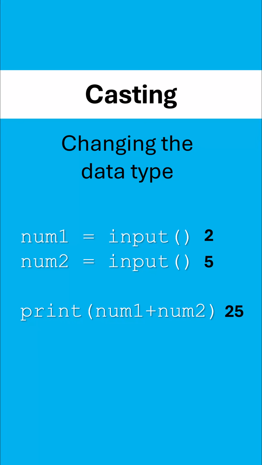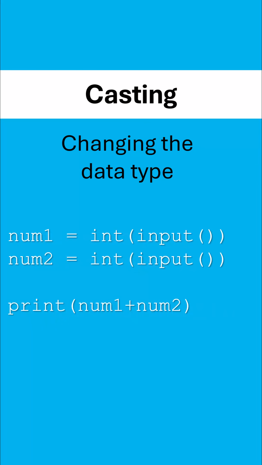And that's because inputs are always strings by default. And that print line is concatenating the 2 characters. And this is why with numbers, we've got to always cast them after we input them. Here, I'm now casting it to be an integer. And so it performs normal addition.